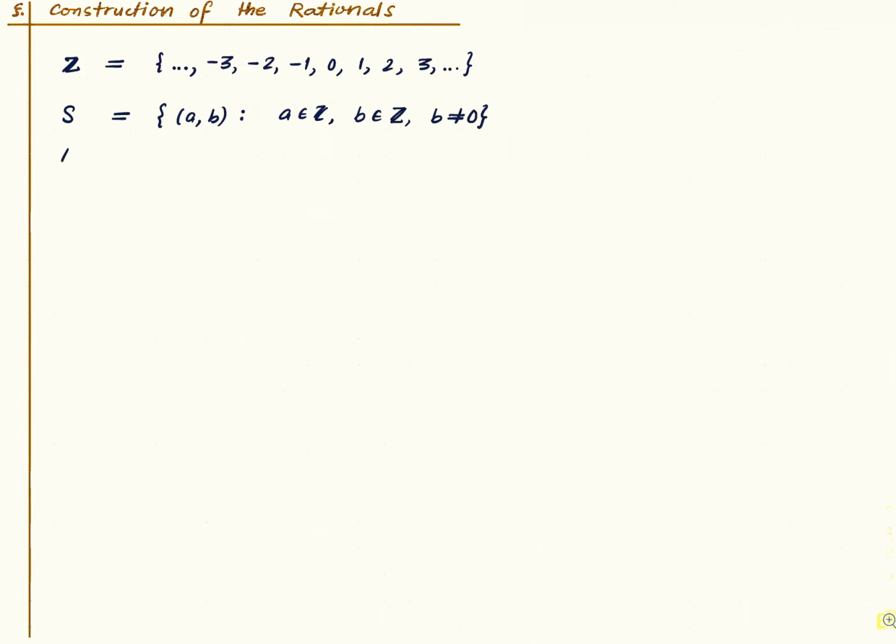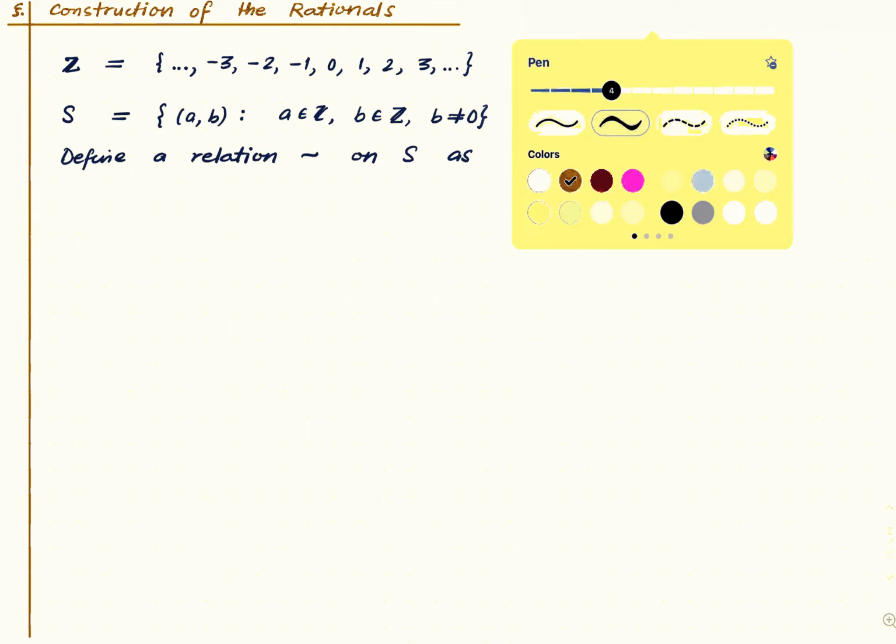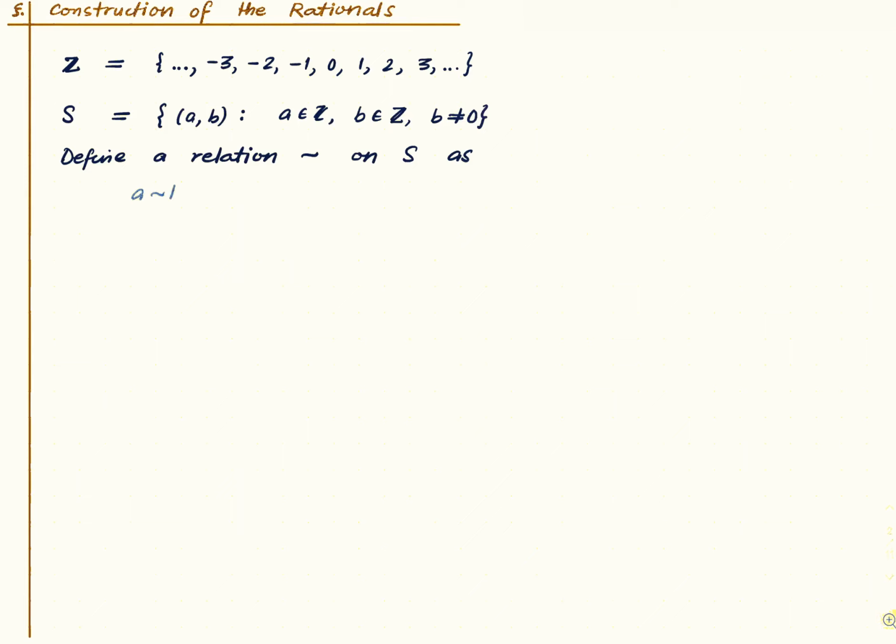So define a relation tilde on S as follows. We write (A, B) tilde (X, Y) if and only if AY equals BX. Right, this is our definition.